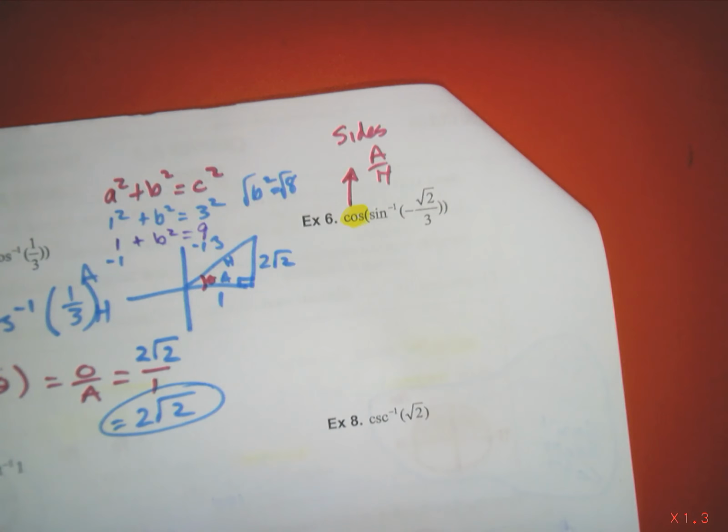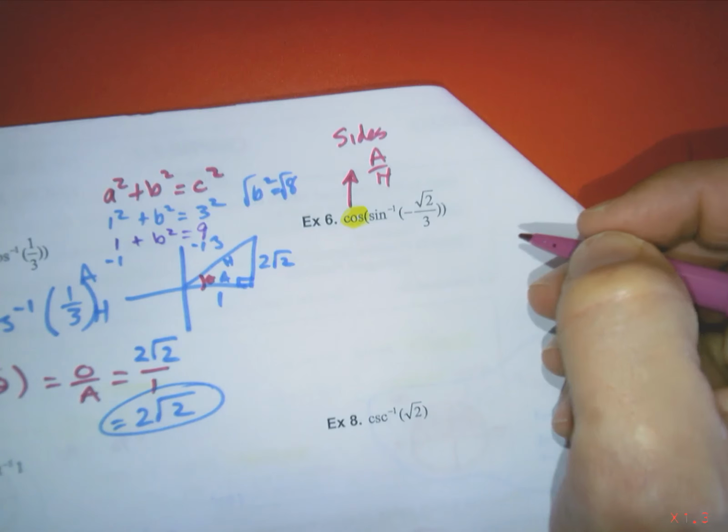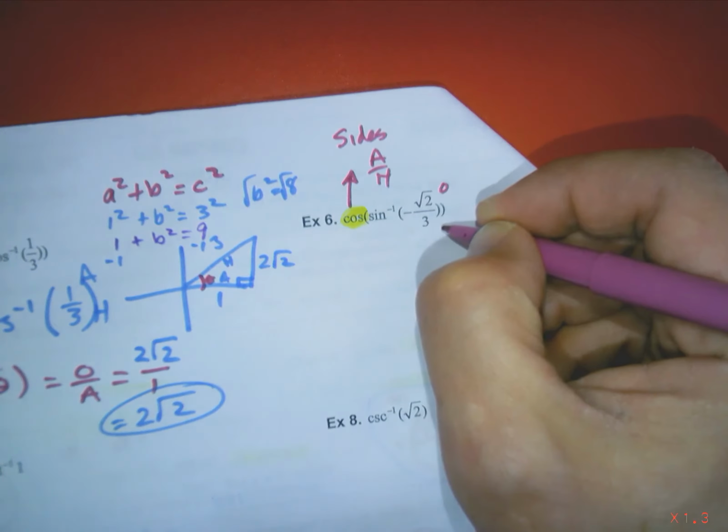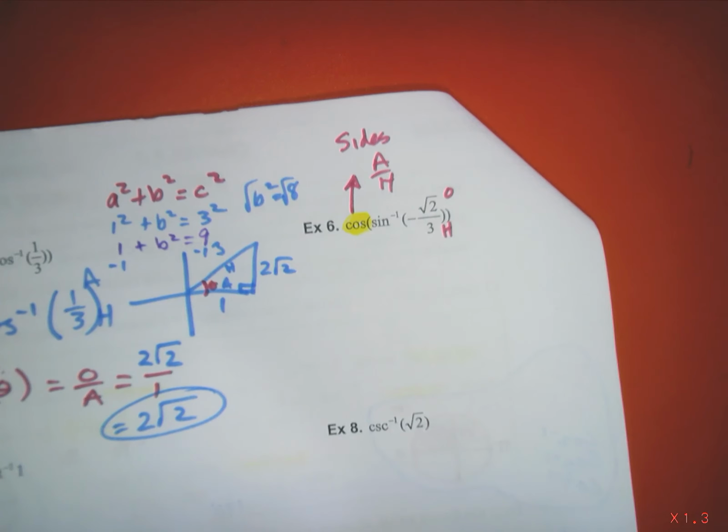Okay, well, here's the idea. I don't know this reference triangle. I don't know where O is a root 2 negative, and then H is a 3. I don't know that. And I don't really care what that angle is going to be. I just want to know the cosine of that angle.